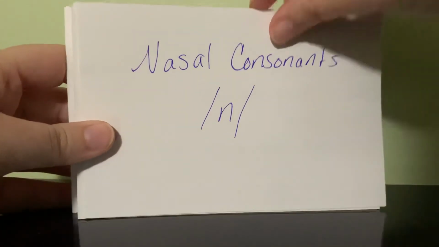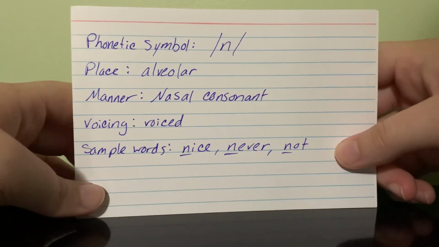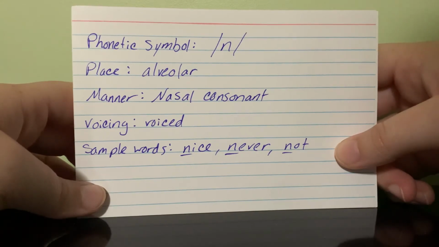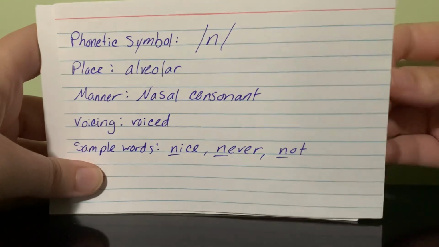Next nasal consonant is the N, making the n sound. It is an alveolar placement. It is voiced and shows up in words such as nice, never, or not, making that n sound.